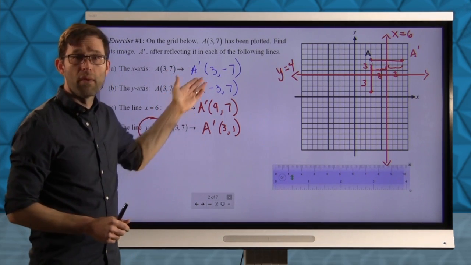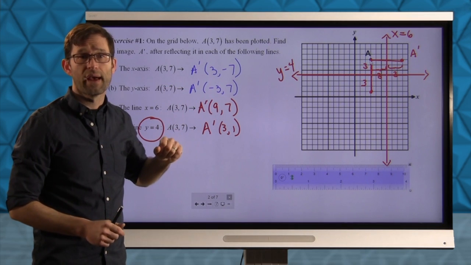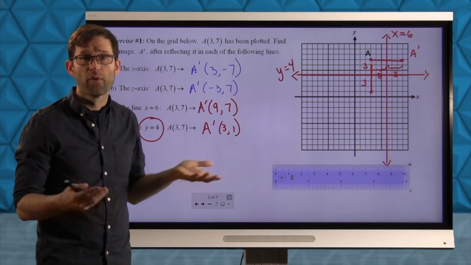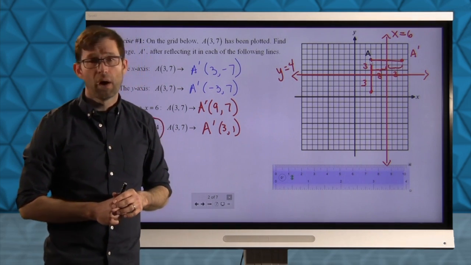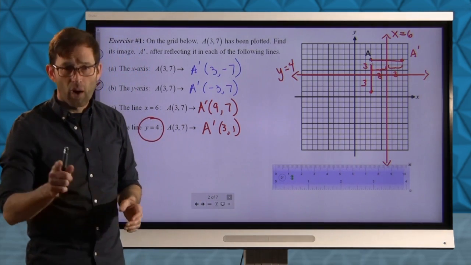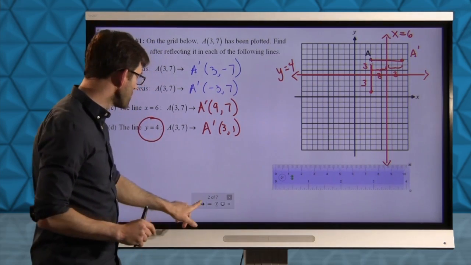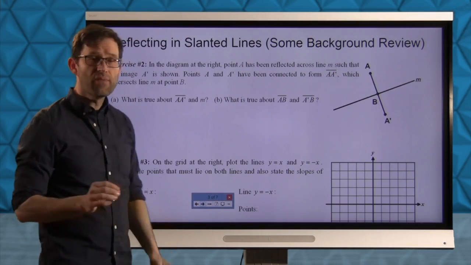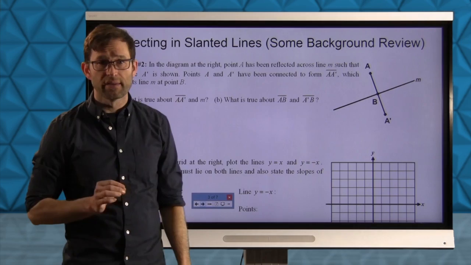Again, if you want, you can memorize rules for reflecting across the x and the y axis. They can be helpful, they can speed problems up, but if you've got a piece of graph paper there, it's not absolutely necessary. All right, let's move on to some more challenging reflections, and specifically reflections in slanted lines.